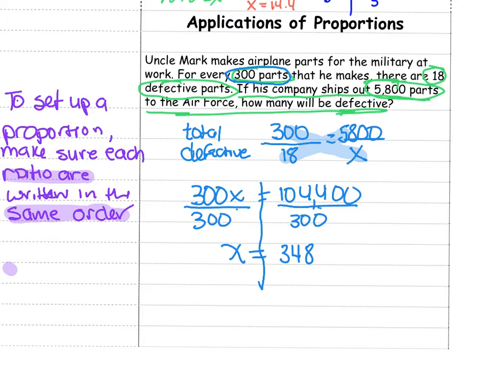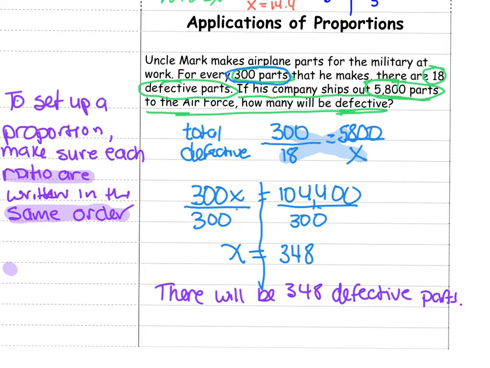So to answer the question, I have to say, let me change colors here. There will be 348 defective parts. And you could make that a longer sentence and say, out of 5,800 total.